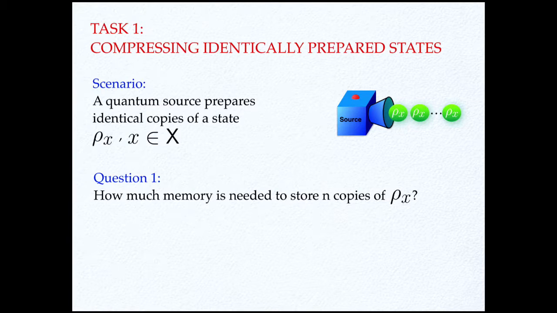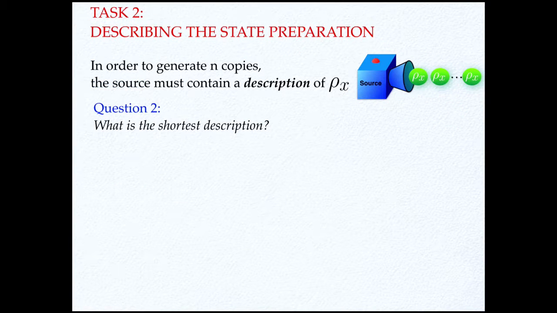There is another related task that is also studied here, the task of describing a state preparation. Think again of the source that produces n copies of the state rho. Inside the source there should be a description, a set of instructions that tells it which state it should prepare. A state preparation device that manages to prepare almost the same state all the time should contain some information about the state inside. So one question is: what is the shortest description that nature could store in the preparation device in order to make it able to produce copies of the state?